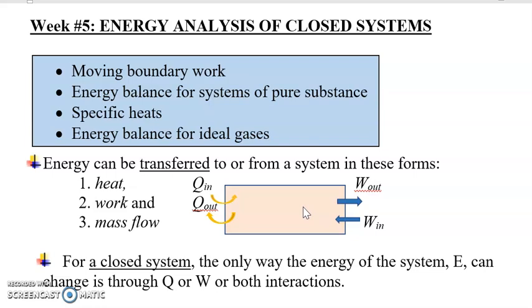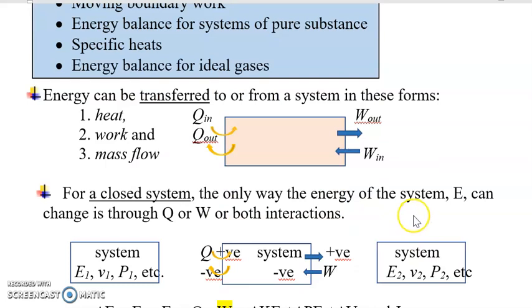Previously, you have learned that energy can be transferred to or from a system in these forms: 1. via heat, 2. via work, and 3. via mass flow. For a closed system, the only way the energy of the system, E, can change is through heat or work interaction, or both.